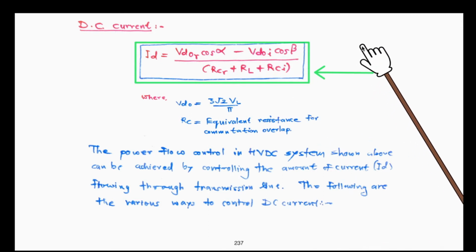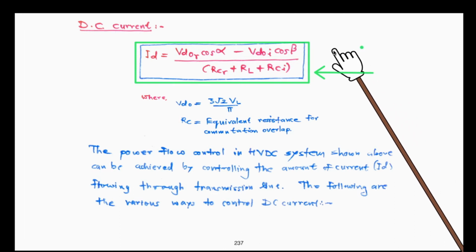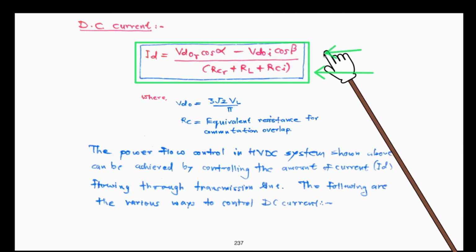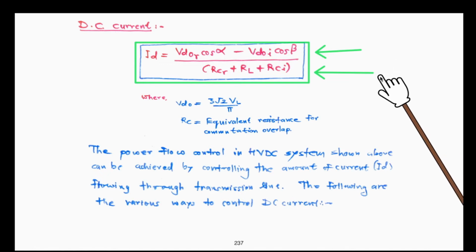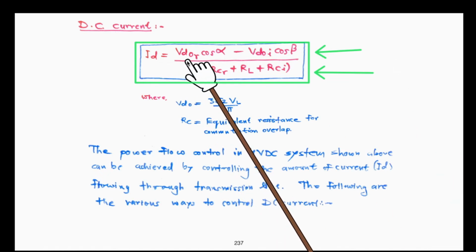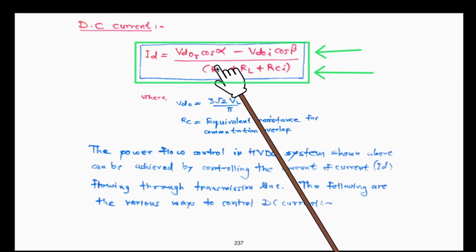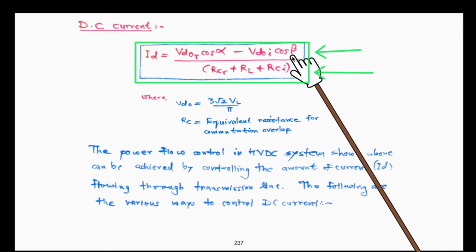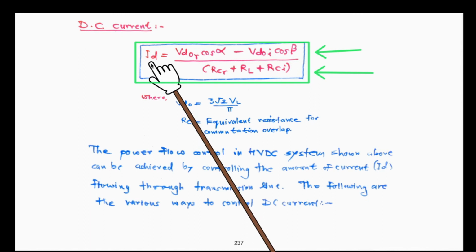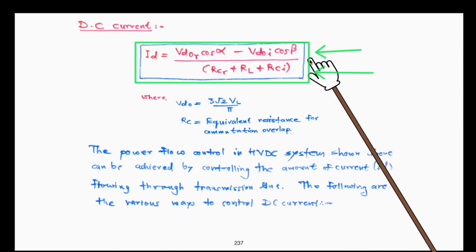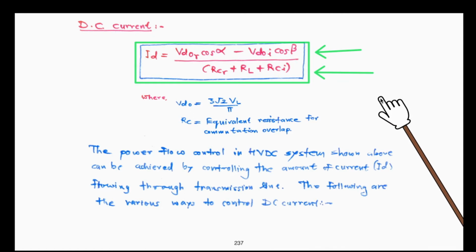Rather, the control is achieved through the other set of parameters that are there in the numerator. So these are the parameters that can be controlled, as we have mentioned already earlier. There are 4 parameters: AC side voltages of rectifier and inverter, and firing angles at rectifier and inverter. So we are going to check how to control DC current based on these four parameters.